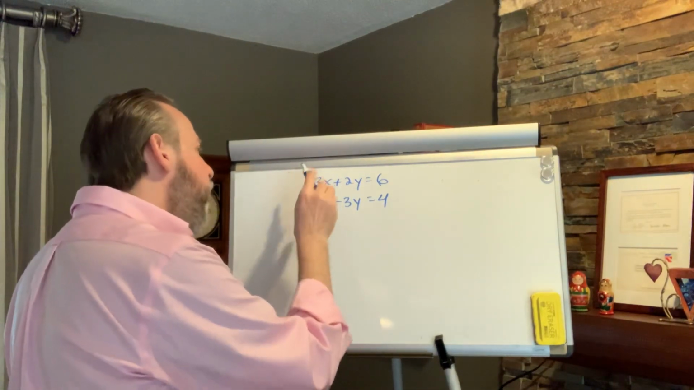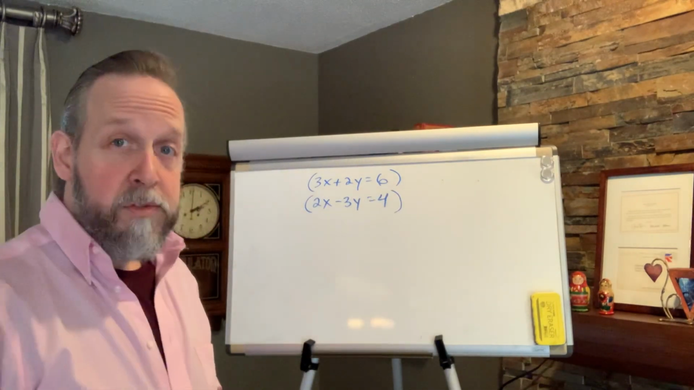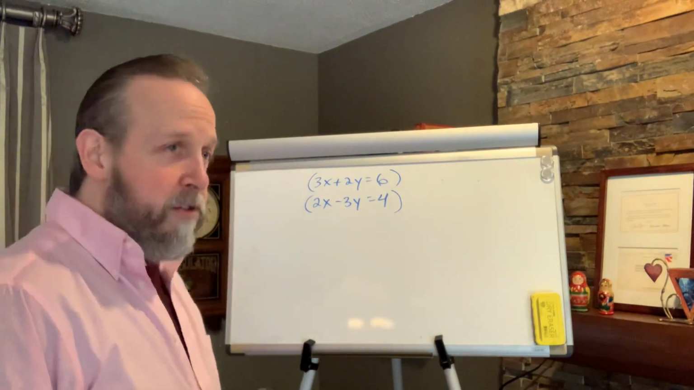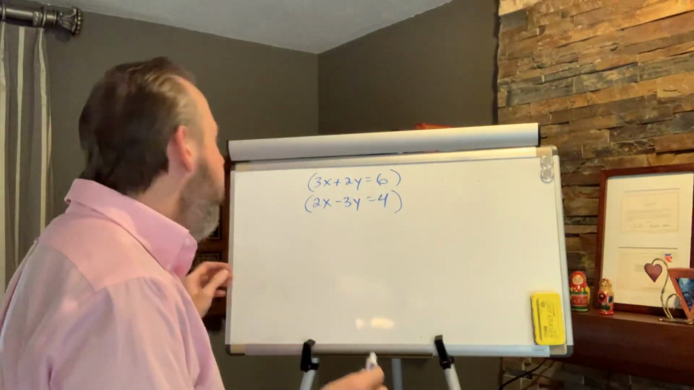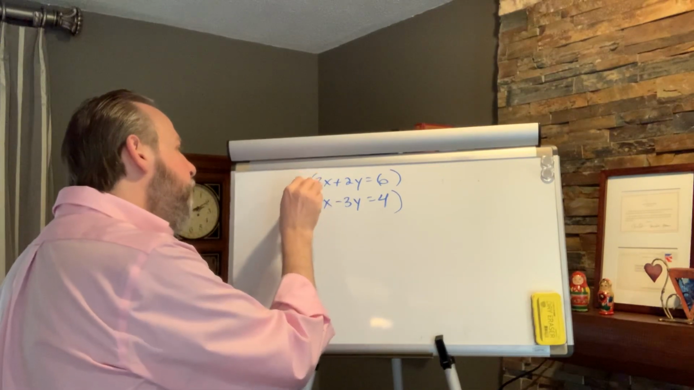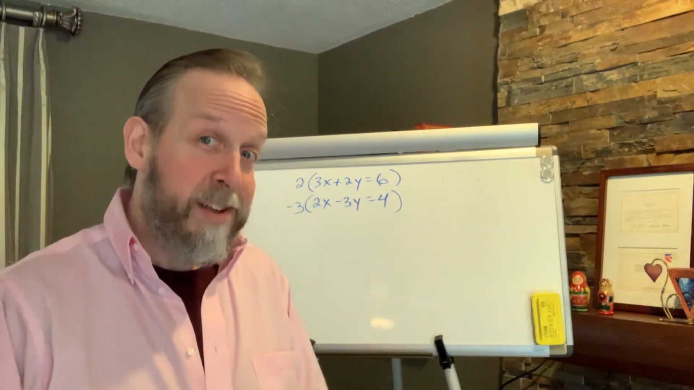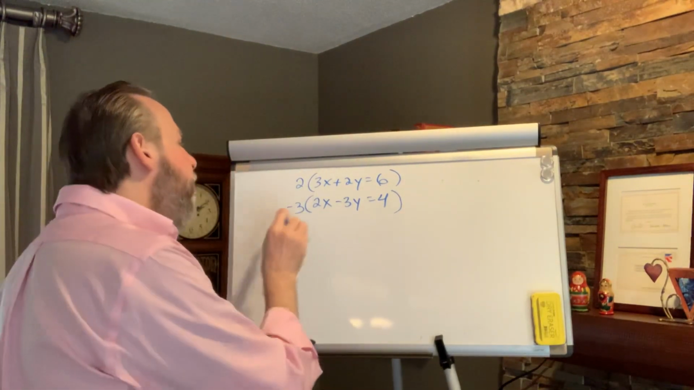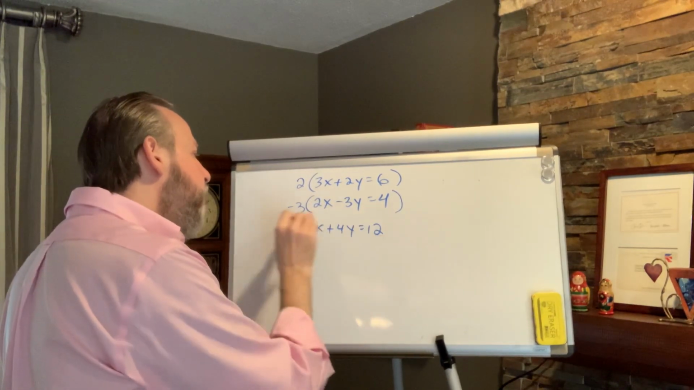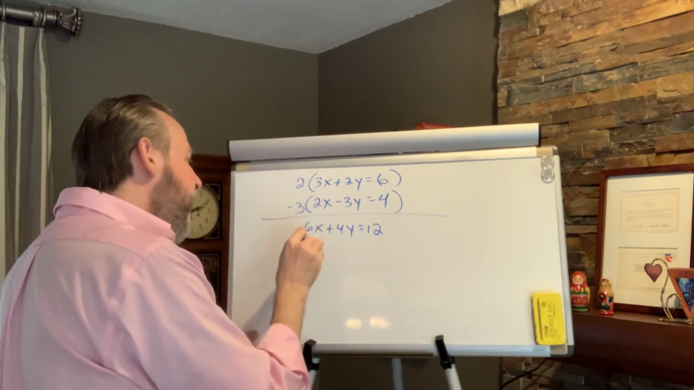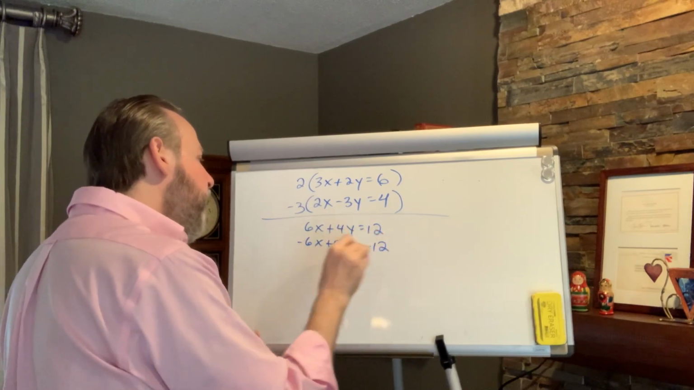I have a 3 and a 2. What's the least common multiple of 3 and 2? 6. So I want them both to be 6s, although one's positive and one has to be negative, otherwise we won't eliminate anything. So I'm going to multiply this line by 2, but this one's going to be a negative 3. Otherwise I can't eliminate anything. I won't get a positive and a negative. Distributing throughout, I get 6x plus 4y equals 12. That's the first equation. And then I got negative 6x plus 9y equals negative 12.